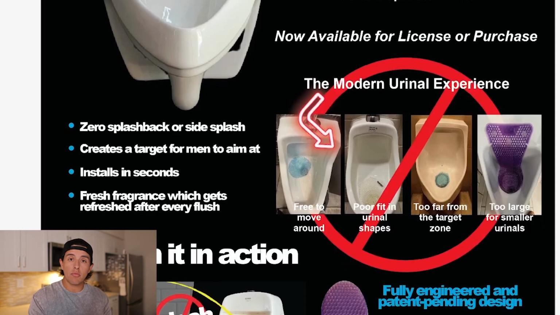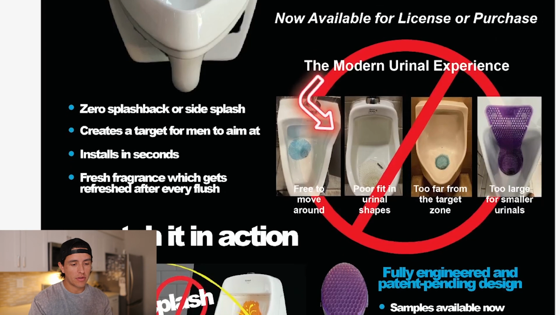Obviously exhibiting the problem once again. So this imagery on the right with kind of the red, do not cross arrow or graphic. Traditional urinal screens are free to move around. They don't fit that well. They're usually way too far from the actual target zone that men want to aim at. And then usually, the more innovative ones are too large for a lot of the smaller urinals. So those are kind of the issues that we were tackling, the problems that we're solving with this product.